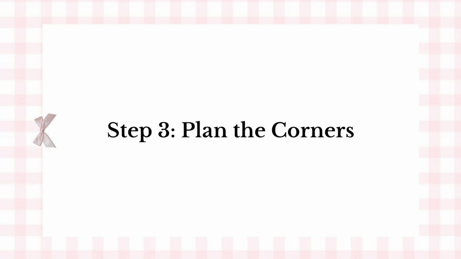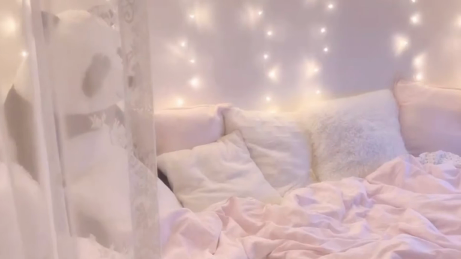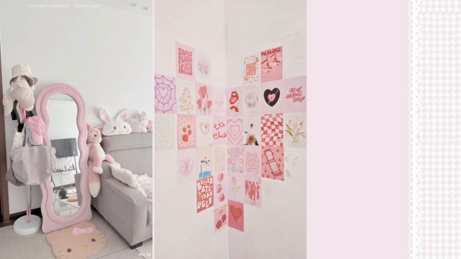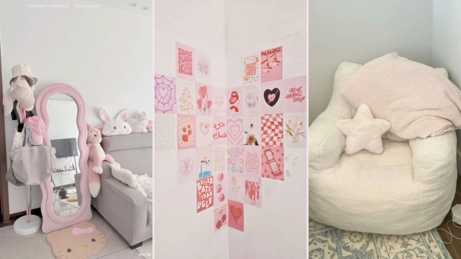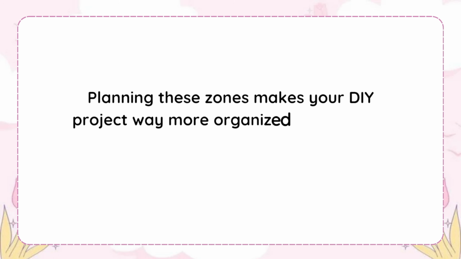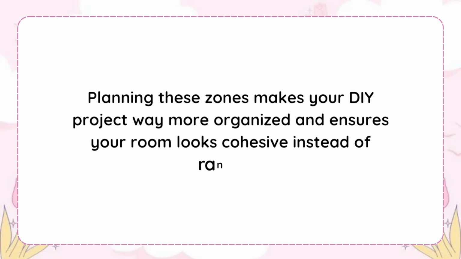Step 3. Plan the corners. Break your room into zones: bed zone, study or work corner, vanity or mirror area, accent wall or art wall, cozy sitting spot, if space allows. Planning these zones makes your DIY project way more organized and ensures your room looks cohesive instead of random.